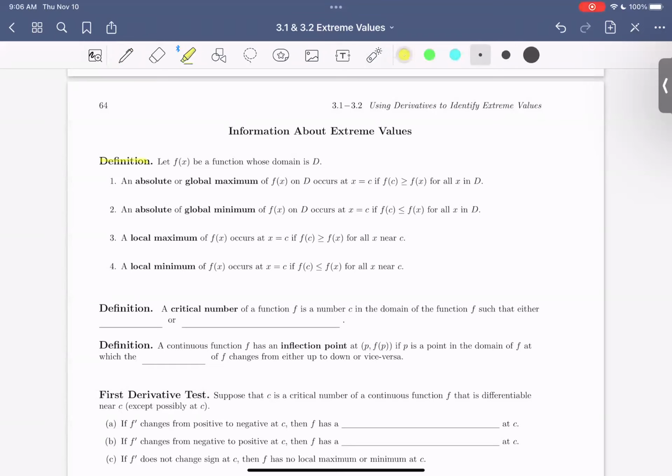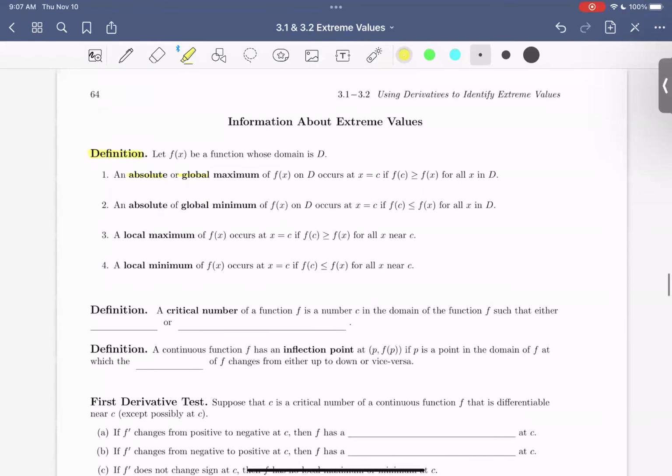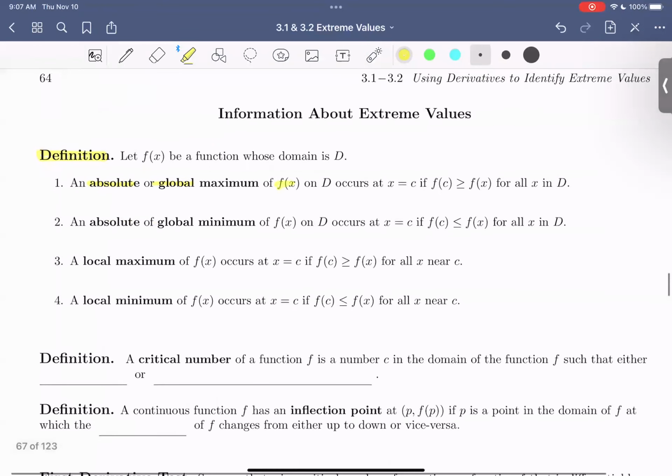In these definitions, we're just making rigorous or formal some ideas that you just thought about in the preliminary example. So for these definitions, let's let f of x be a function whose domain is D. That means the input values into f are coming from a set D. So we have this notion of an absolute or global maximum of f on D. It occurs at a point x, call it C, if f of C, rather, the output at C, is larger than or equal to the function for any other x value.